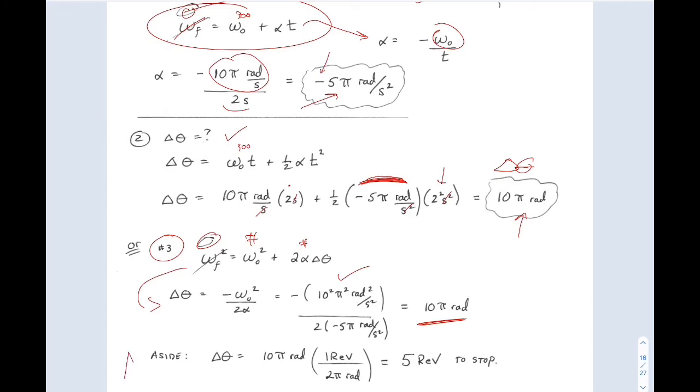Now we could ask, how many times does it rotate? Well, if that's my angular displacement, I'm going to change radians to rotations. So I said in 2 pi radians, I have 1 revolution. Radians cancel. So that thing rotated 5 times before it stopped.